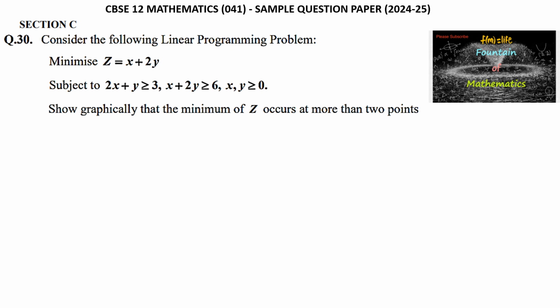So given a linear programming problem LPP, to minimize z is equal to x plus 2y, and subject to the constraints here, 2x plus y is greater than or equals to 3 and x plus 2y is greater than or equals to 6, and x and y both are greater than or equals to 0, which represents the first quadrant. Let's see the graph.